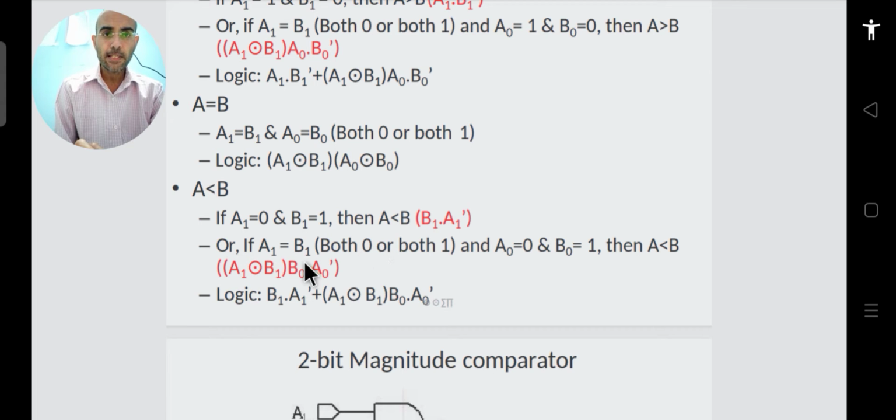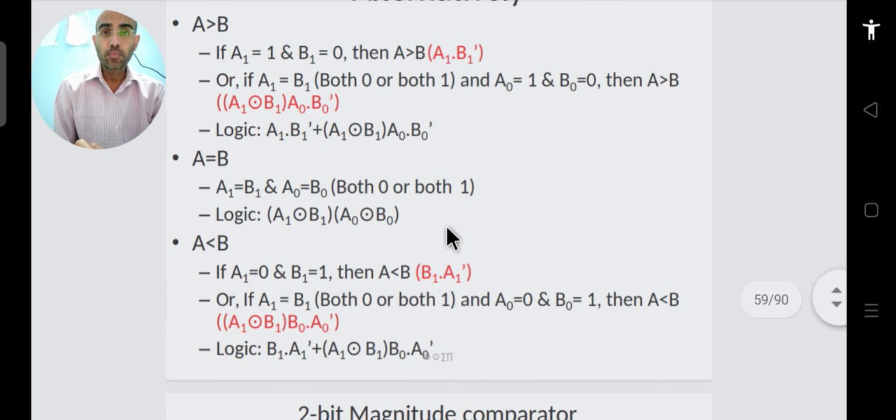So for this case, or the other cases, when A1 is equal to B1, both 0 or both 1, and simultaneously A0 is equal to 0 and B0 is equal to 1. So for these two cases, you can see A is less than B. So how to write the complete expression? You combine them with an OR gate. So you combine this B1 A1 complement, which is this term, plus, so OR this, and A1 XNOR B1, so this and this term. Okay, so you see we have written this.